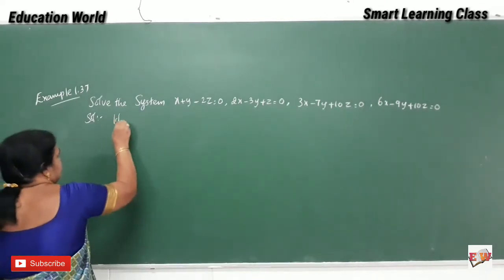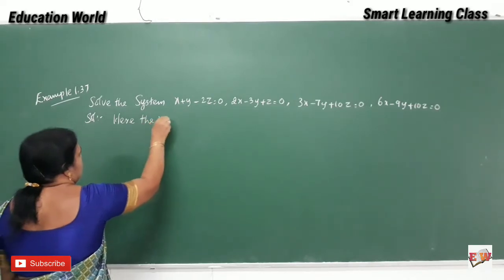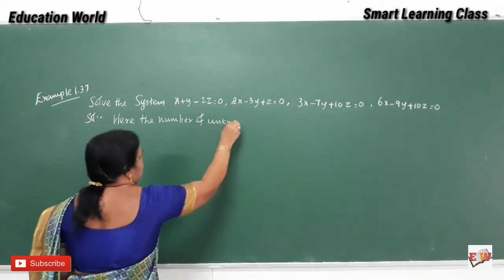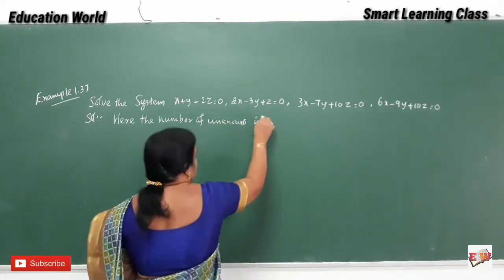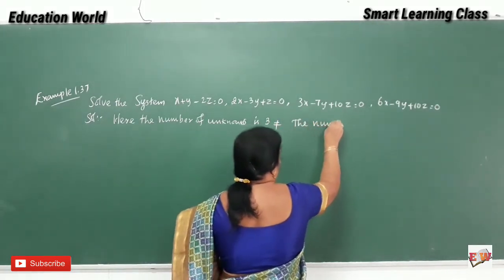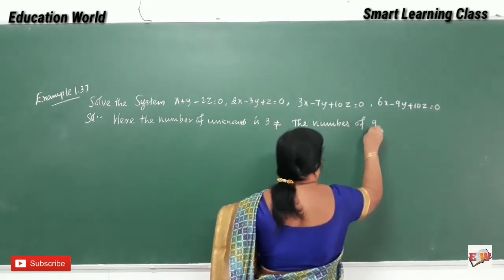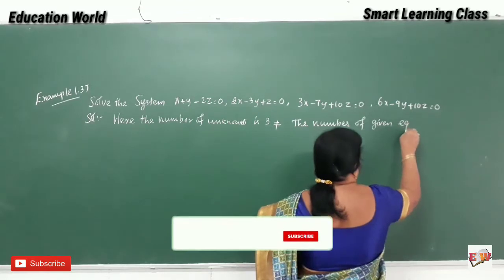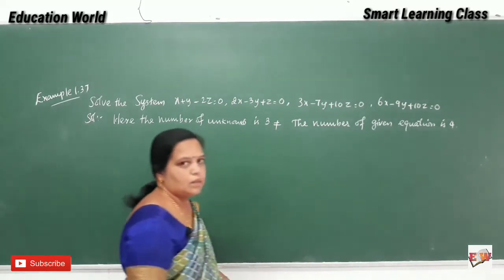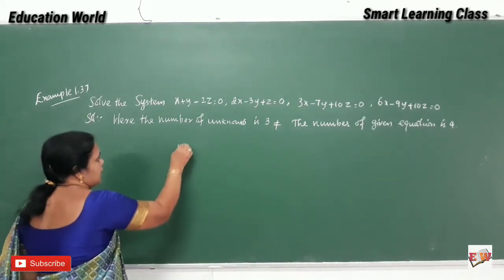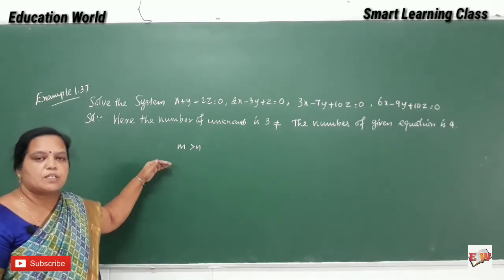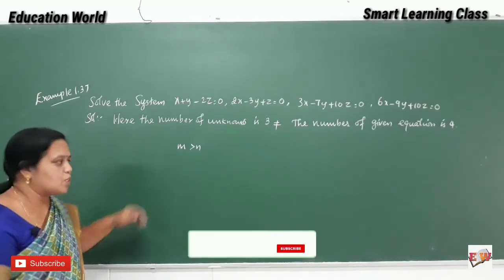Here the number of unknowns is 3, but the number of given equations is 4. Isn't it? One condition is there, m greater than n, then the number of equations is more than the number of unknowns. What is that?